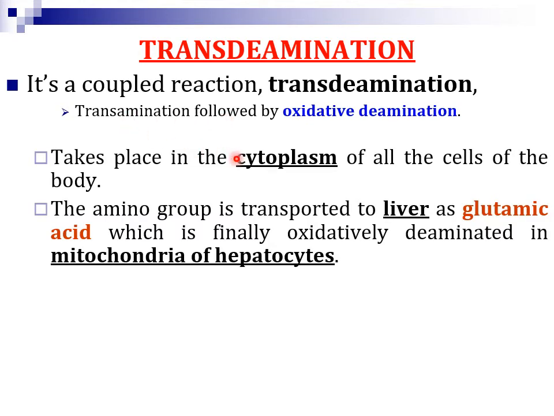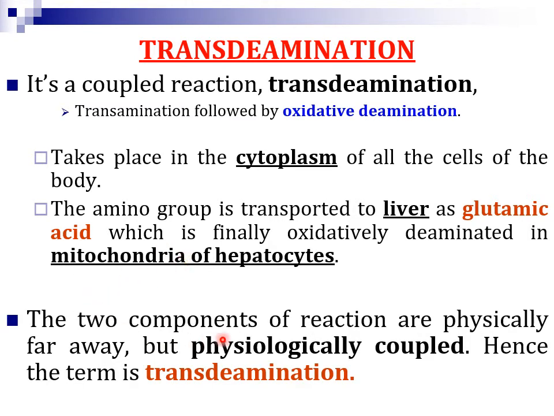This takes place in the cytoplasm of all the cells in the body. The amino group is transported to the liver as glutamic acid. As we have seen in most cases, alpha ketoglutarate acts as an acceptor of the amino group and gets converted into glutamic acid. So that amino group, in the form of glutamic acid, is transported to the liver, where it will be oxidatively deaminated in the mitochondria of the hepatocytes.